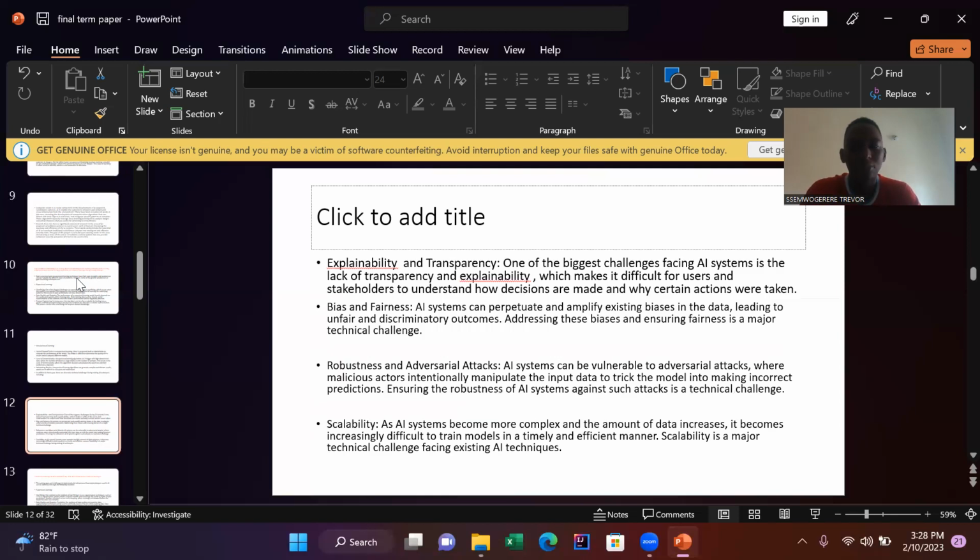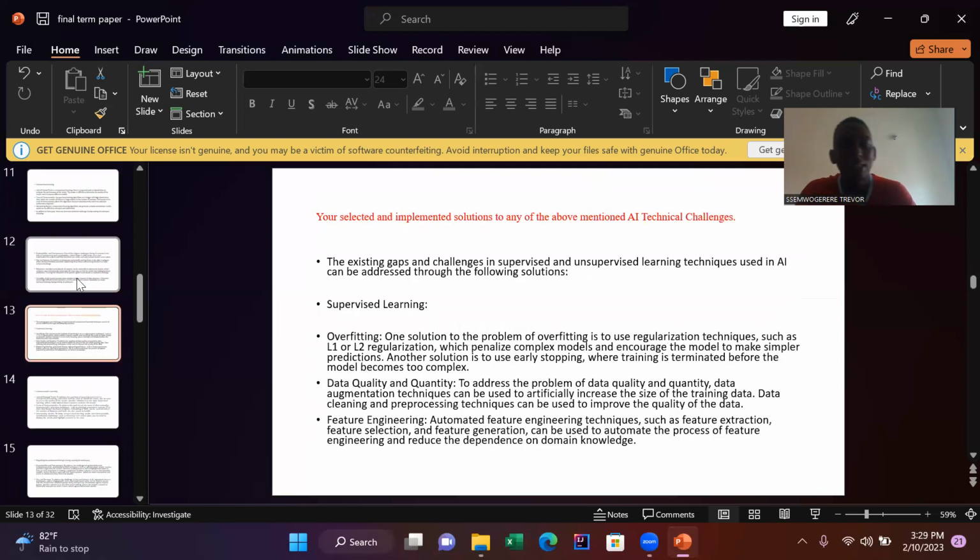In addition to these gaps, there are also some technical challenges facing existing AI techniques. Those are explainability and transparency, robustness and adversarial attacks, scalability, all that. Then the solutions to that: for overfitting, use regularization techniques such as L1 and L2 regularization. You can go back and read about that more.